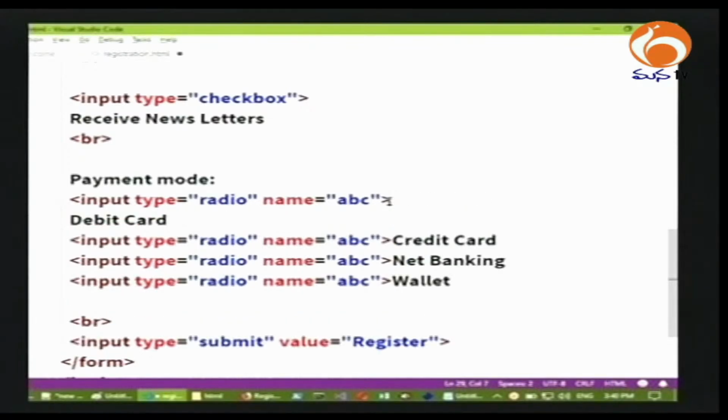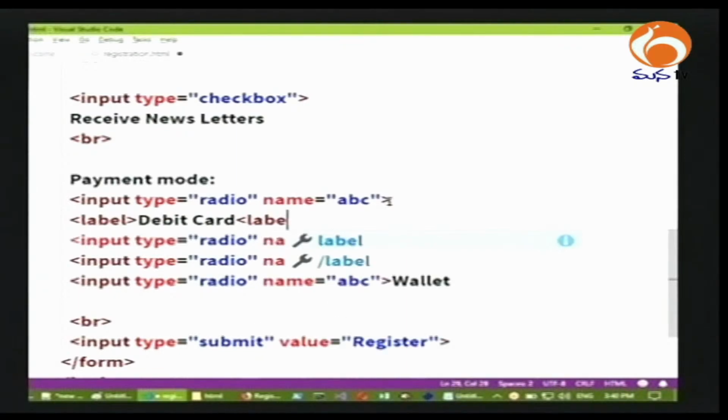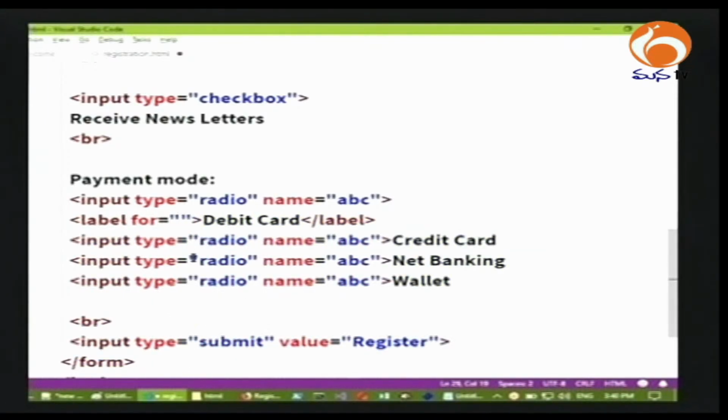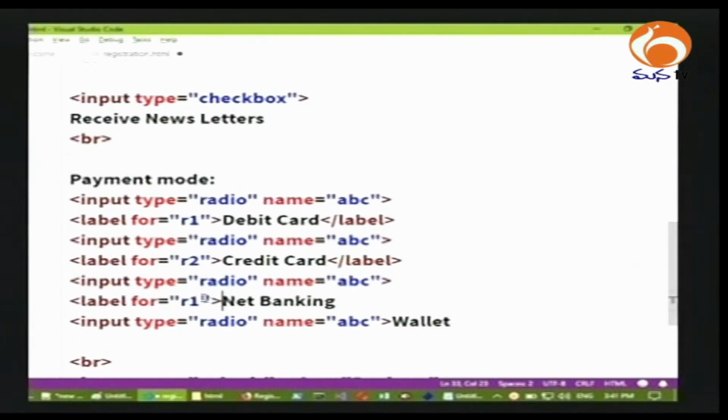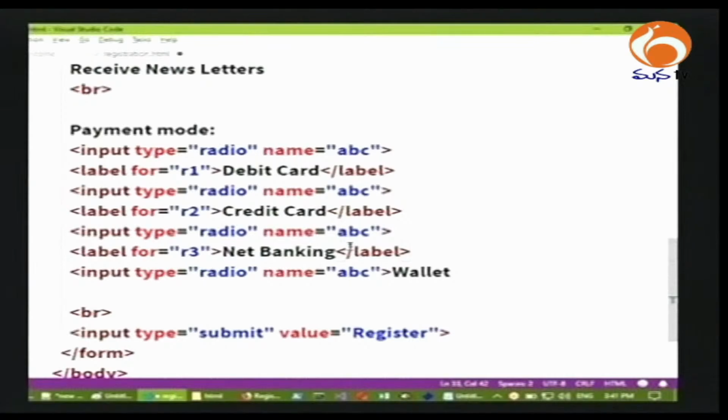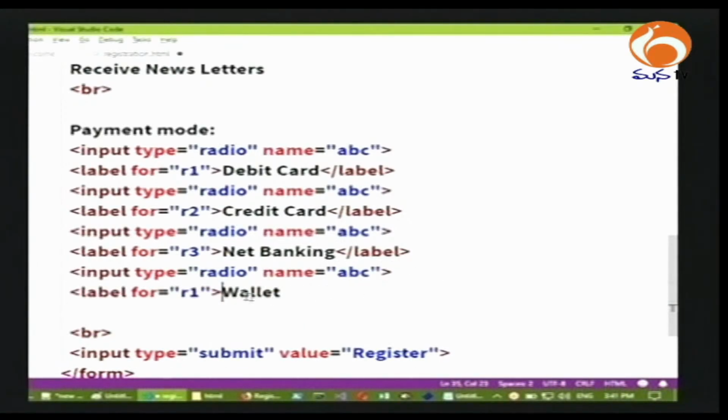See, let's do it. So first we have to place label tag. In the label tag, we have to use the for attribute. For label, for equal to some ID is required. For example, radio button 1, R1. R1 is for radio button. Same like this, we are going to prepare the other labels too. R2, R3, R for radio button I am giving, R4.